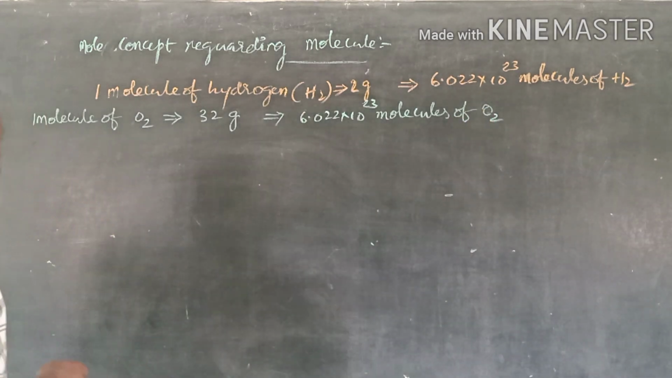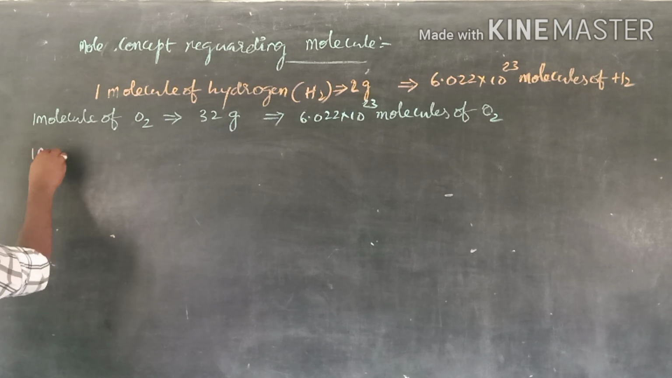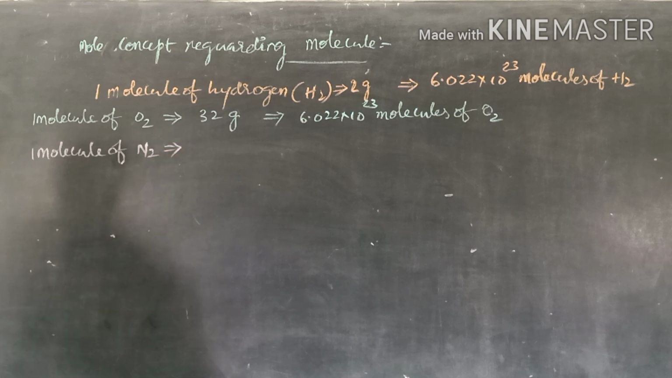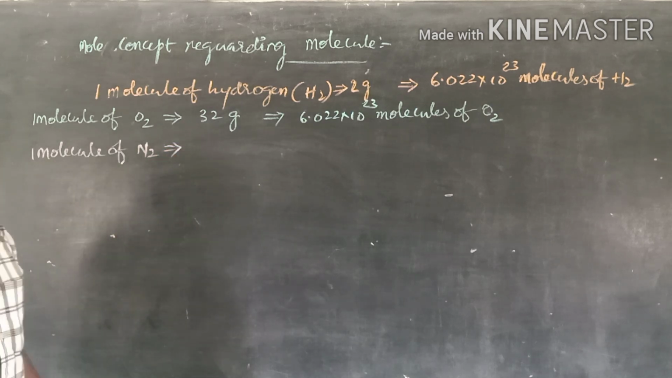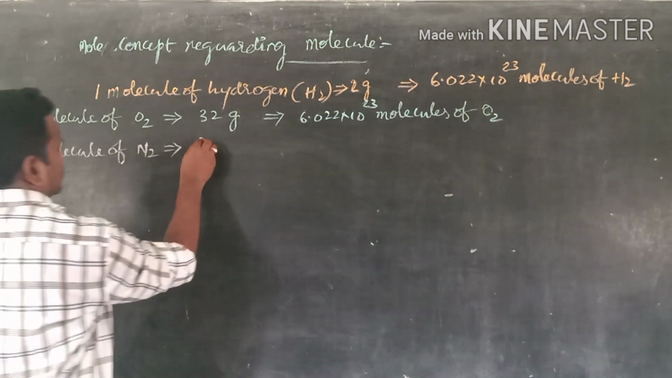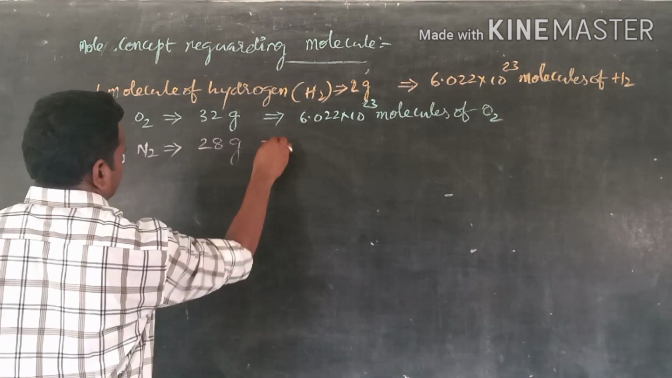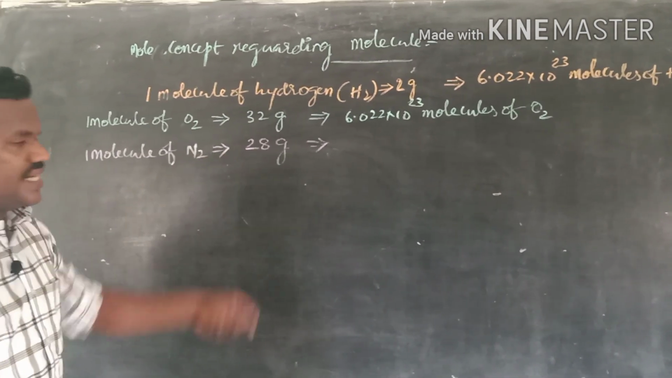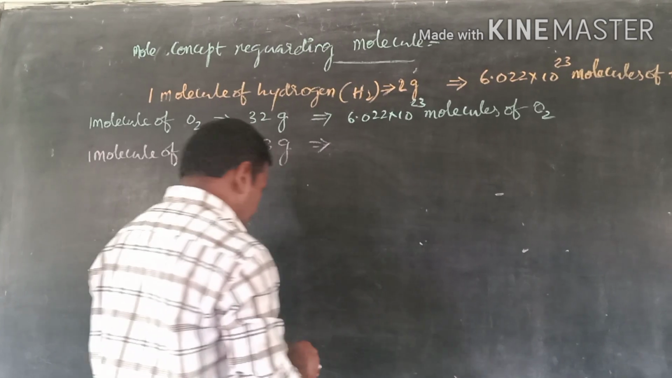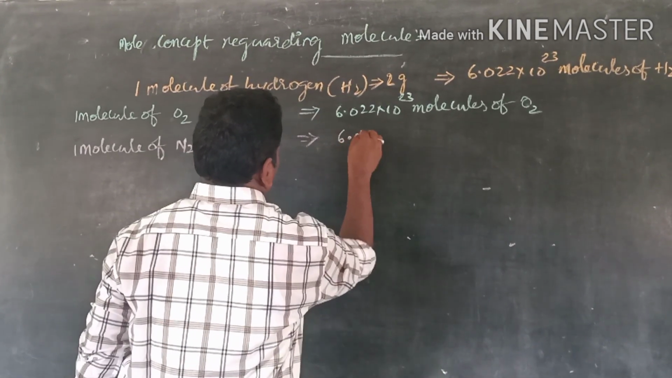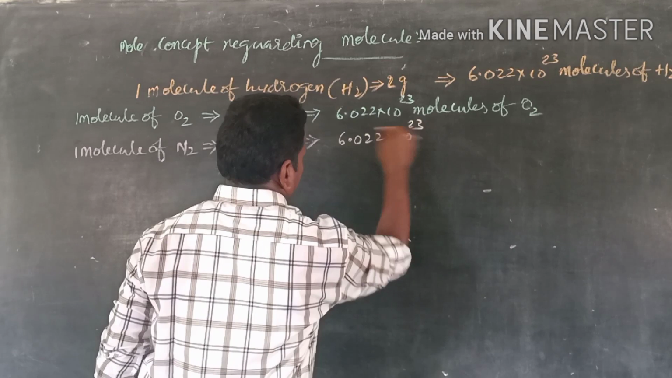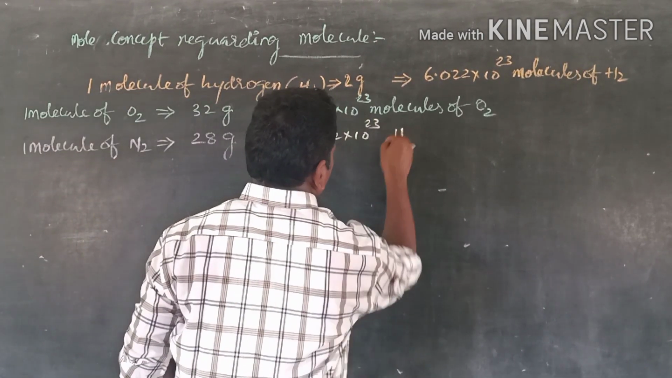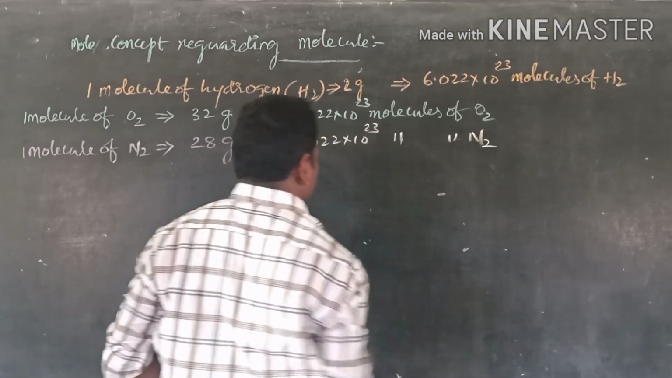If you consider one more example, one molecule of N2, nitrogen atomic weight is 14. Then 2 atoms, 28. So that is nothing but 28 grams. Means one mole of nitrogen molecules weighs 28 grams. Now, how many particles are present in that? Avogadro number, 6.022 into 10 power 23. Here molecules came, so here also it becomes molecules of nitrogen.